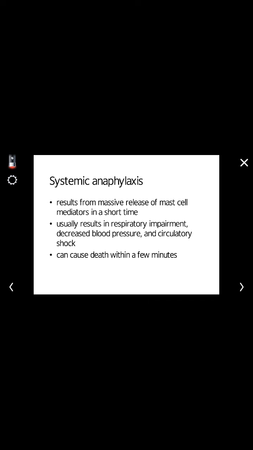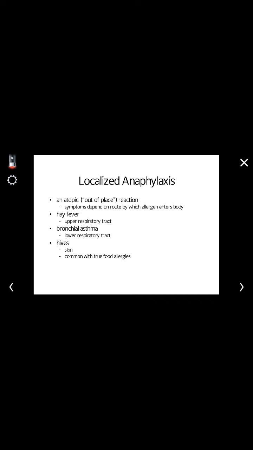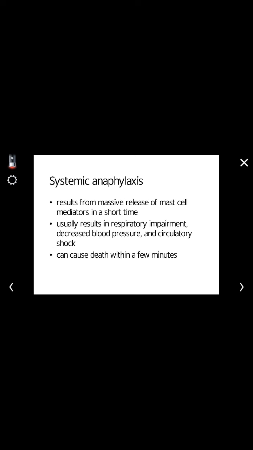You can have systemic anaphylaxis, which results from the massive release of mast cell mediators in a short period of time, which can be bad. It usually results in respiratory impairment. You get inflammation of the lungs, decreased blood pressure, circulatory shock, and could cause death within a few minutes. These would be people that have EpiPens laying around from when they're allergic to things. This would be anaphylactic shock when you die.